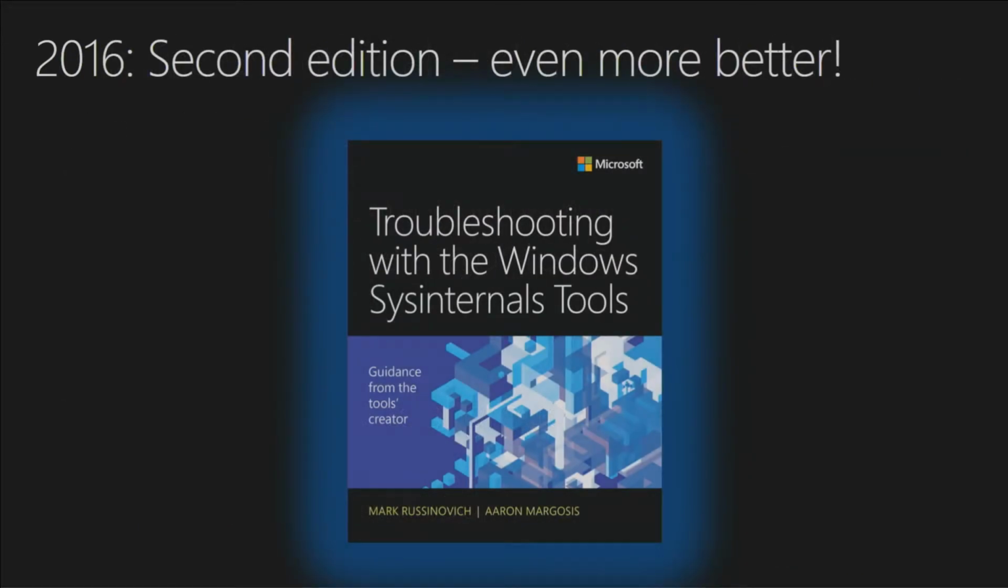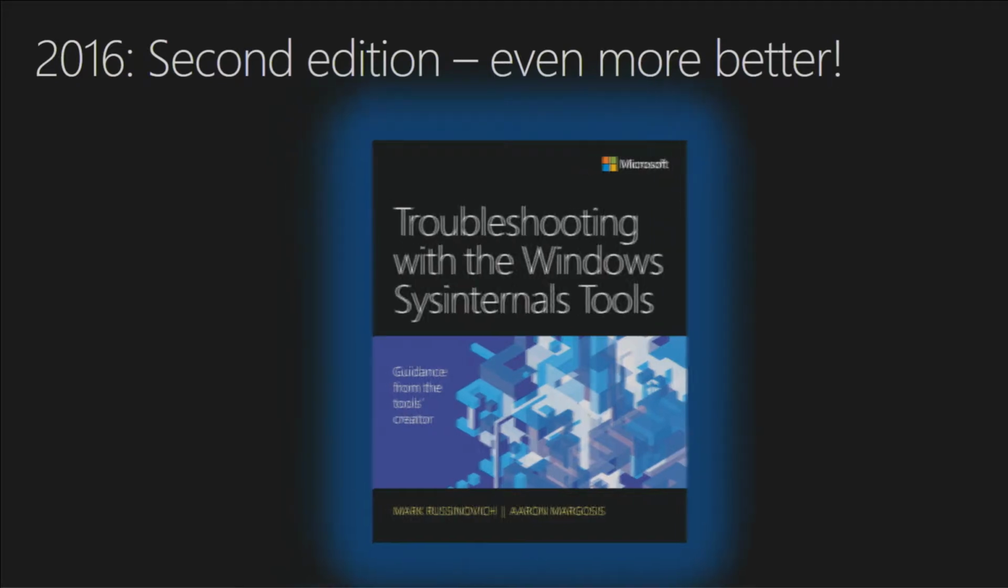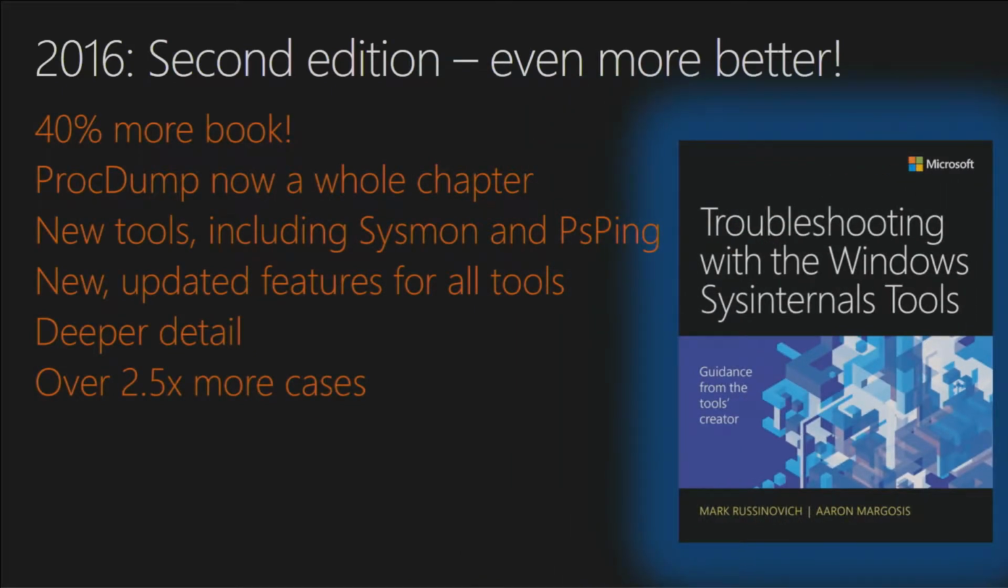Second edition, Troubleshooting with the Windows Sysinternals Tools. How many of you have this book? Nobody. Well, you should all get it. I don't know why you don't have it. 40% bigger. ProcDump has gone through several major releases since the first book came out. It is now its own chapter. Sysmon and PsPing are now documented, new and updated features all covered.